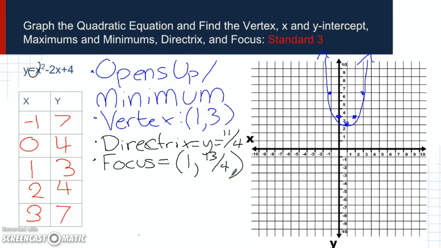Now we have to find the axis of symmetry. The axis of symmetry is the line that goes straight through the middle. In our case, it's right where the vertex is, which is (1, 3). So your AOS, or your axis of symmetry, is simply x equals 1. And that is it for standard 3.